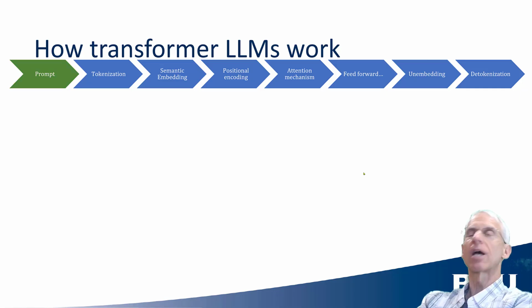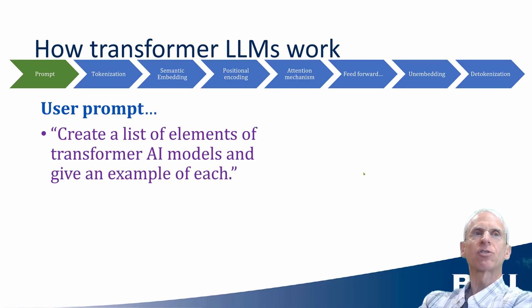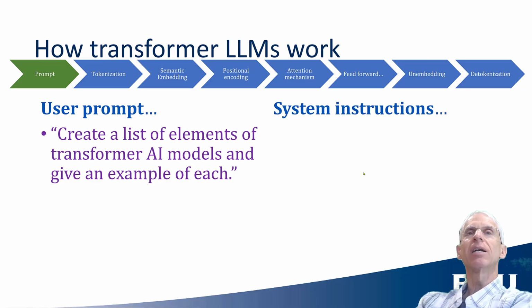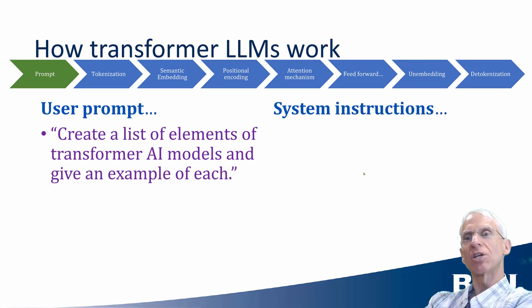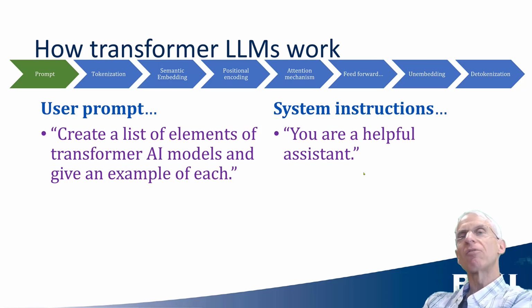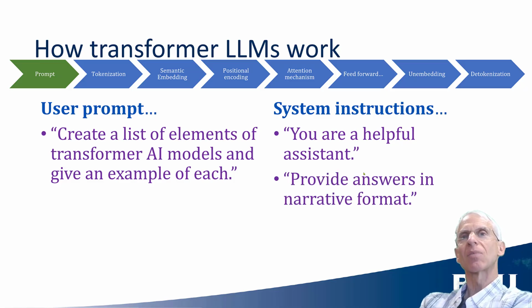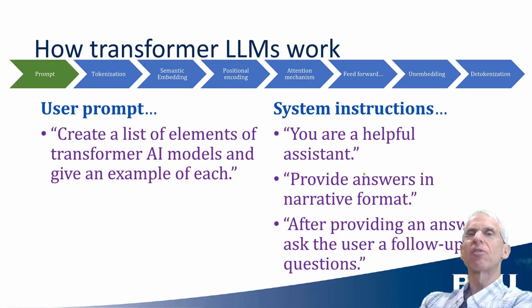Okay, let me take you through these quickly. The prompt could be something like: create a list of elements of transformer AI models and give examples of each. We also might have instructions that go with this, things like you're a helpful assistant, or provide the response in Italian, or provide a narrative format. After providing an answer to the user, ask follow-up questions.